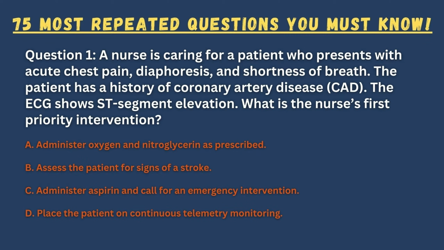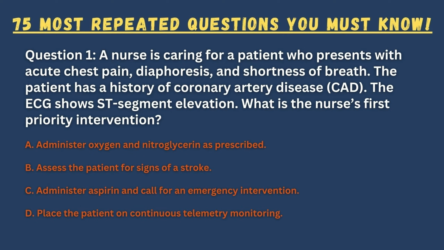Question 1. A nurse is caring for a patient who presents with acute chest pain, diaphoresis, and shortness of breath. The patient has a history of coronary artery disease, CAD. The ECG shows ST segment elevation. What is the nurse's first priority intervention?